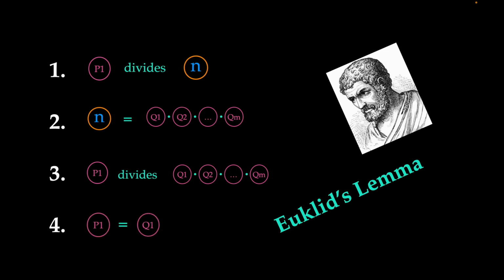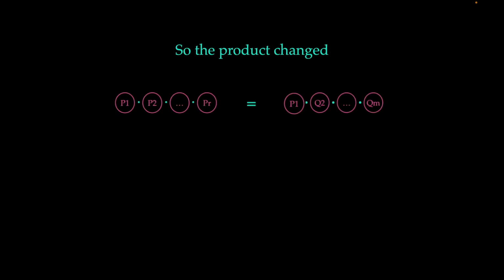So our product has changed. On both sides of the product we have a p1 which can be dropped now, so we're left with the product of p2 times p3 and so on up to pr, and this is equal to q2 times q3 and so on until qm.